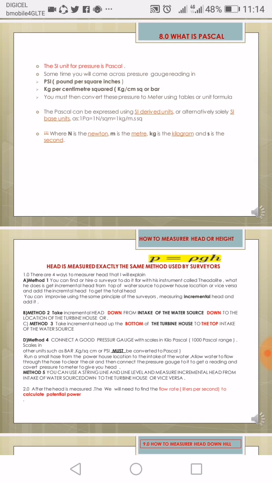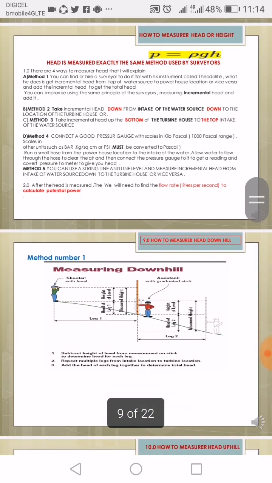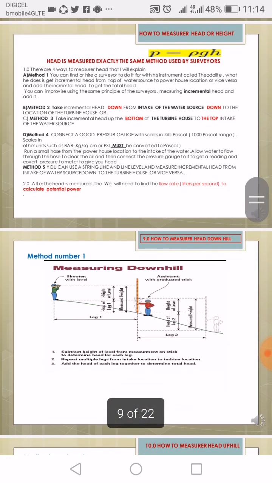Now you may go on to the next slide here. On the next slide, I'm showing you the head, how to measure head or height. So with this formula you may find the head. This is the pressure equals rho g h, where density and gravity are fixed forever on the ground.